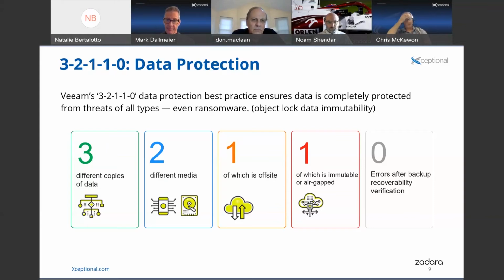And then I pasted into the comment section a Zadara white paper basically on using Zadara and Veeam, which we happen to do for our customers as well, to set up not only encrypted but also immutable backups.